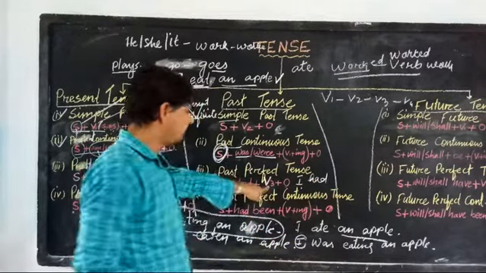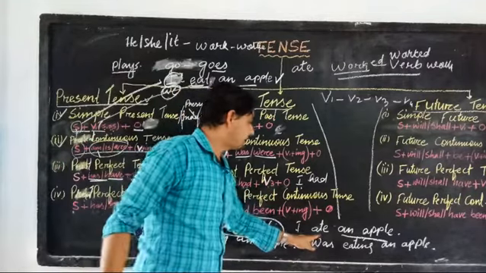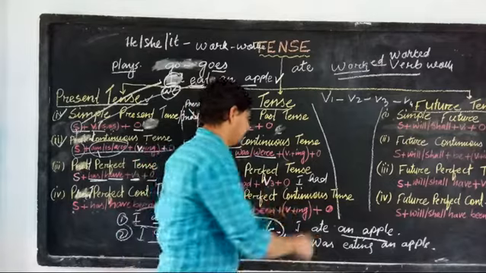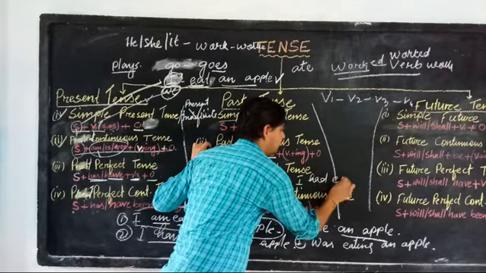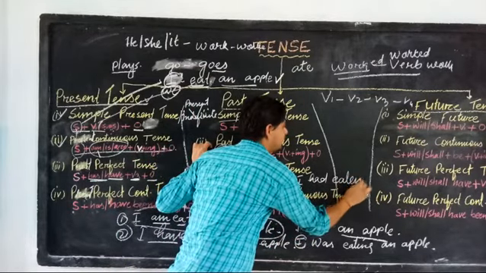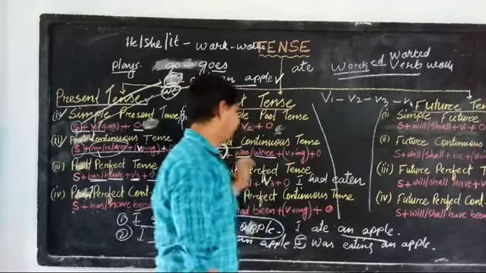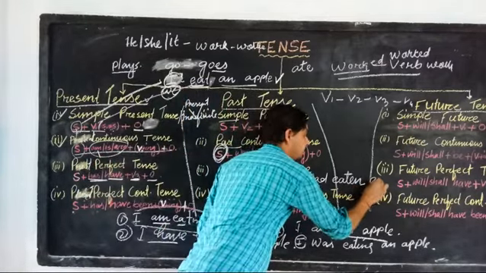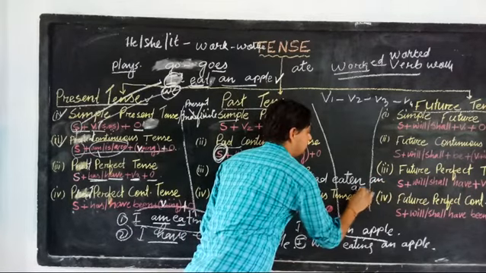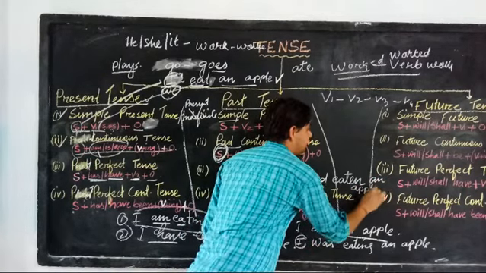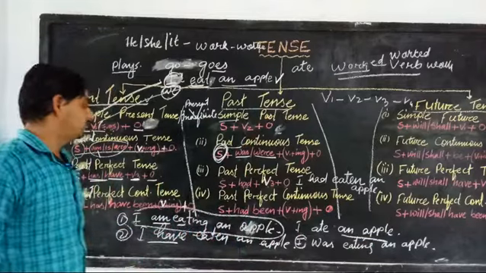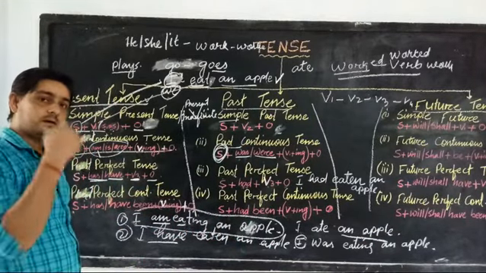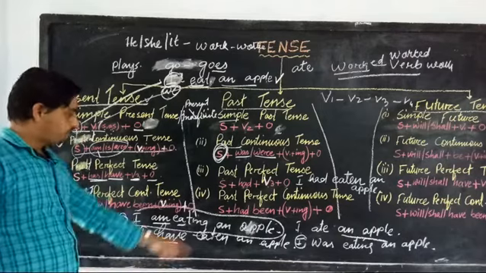Then the third form of the verb. What is the third form of it? Eaten. Third form of it. I had eaten an apple. So in this way we can write. Clear?